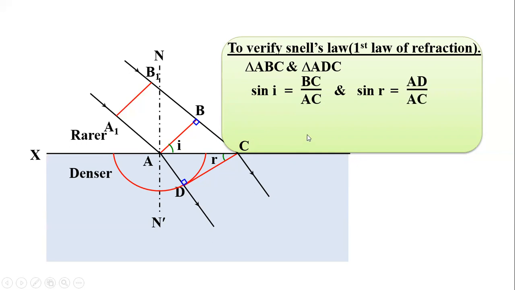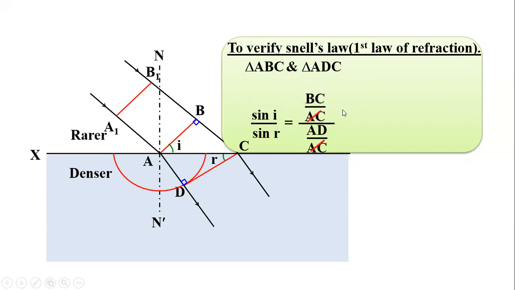Now let us define sine i upon sine r. If we take this ratio, AC will get cancelled. It will come BC upon AD. BC is C1T and AD is C2T. So T will get cancelled and the answer will come C1 upon C2.